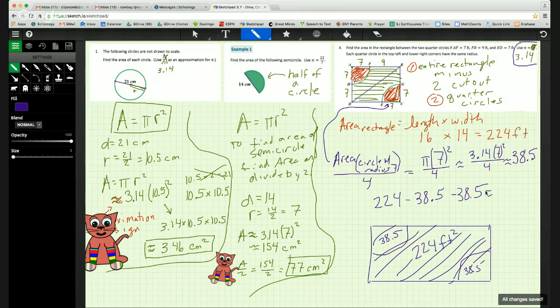So let's do that. 224 minus 38.5 minus 38.5 equals 147 square feet. And that's our answer. Our green space up here in the problem is 147 square feet.